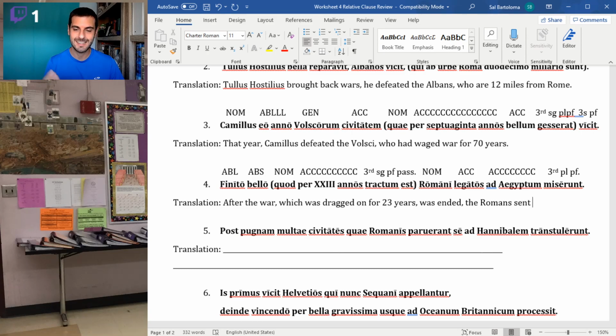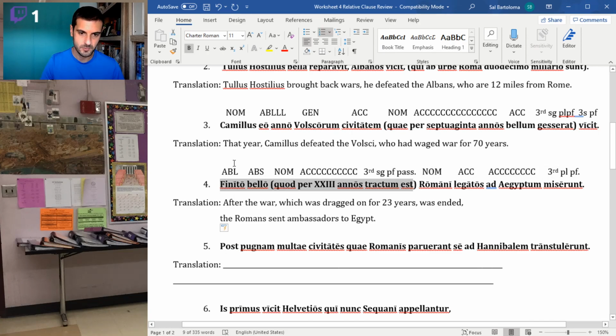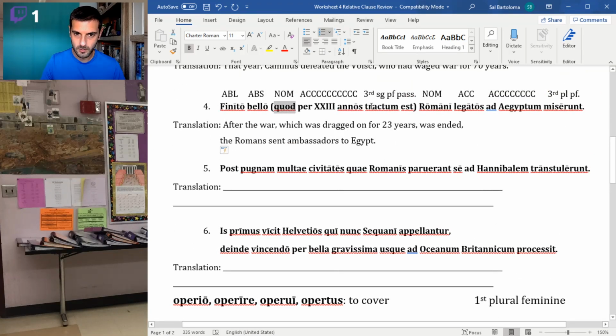miserunt, sent, legatos. You're going to look it up and you're going to find envoys or ambassadors, legates, sometimes it's just messengers, somebody to communicate, right? So we can call them whatever we want, ambassadors. And they sent them to Egypt, ad Aegyptum. Okay. I'm just going to move this down here. The Romans sent ambassadors to Egypt. When did they send them? After the war, which had dragged on for 23 years, was ended. It is in the nominative case here because the war was dragged on for 23 years.